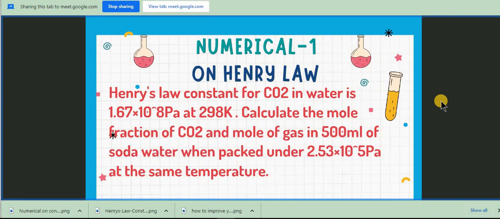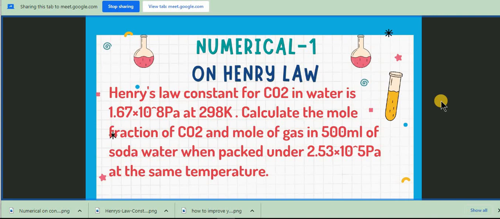Henry's law constant for carbon dioxide in water is 1.67 × 10^8 Pascal at 298 Kelvin. Calculate the mole fraction of CO2 and the moles of gas in 500 ml of soda water when packed under 2.53 × 10^5 Pascal at the same temperature. Temperature is constant. KH is a function of temperature, we know.